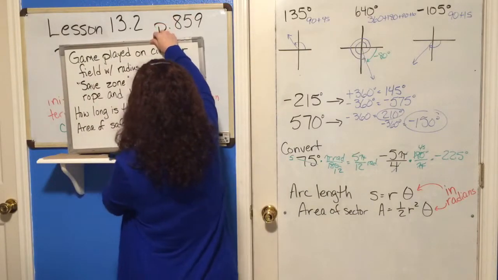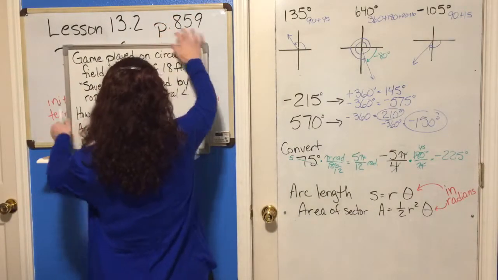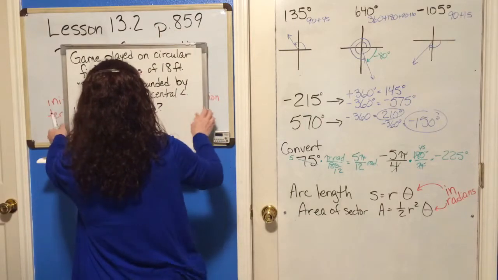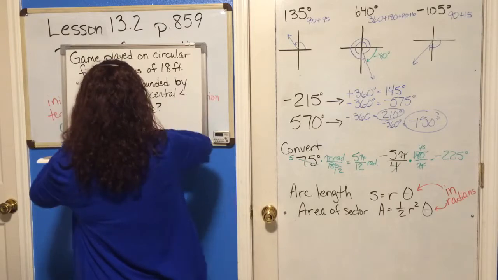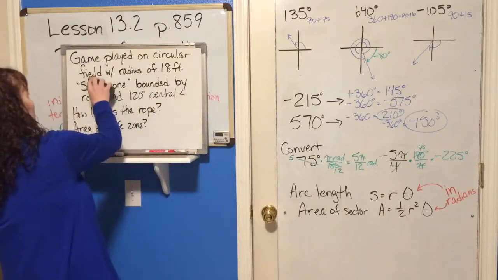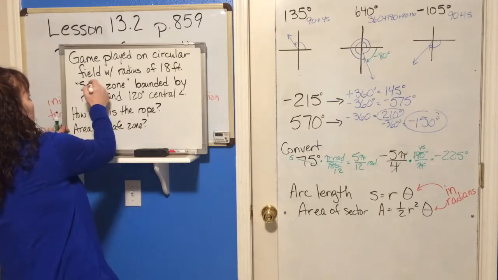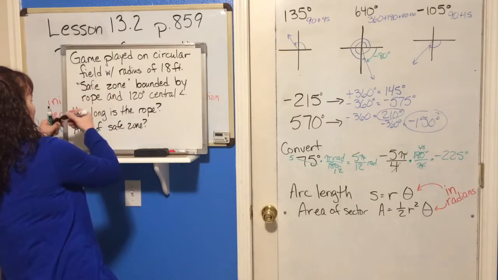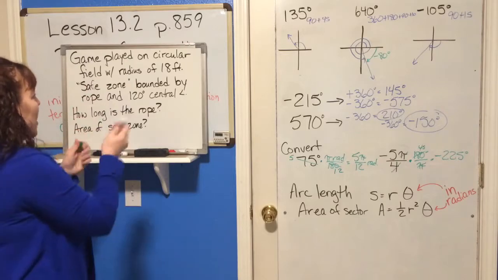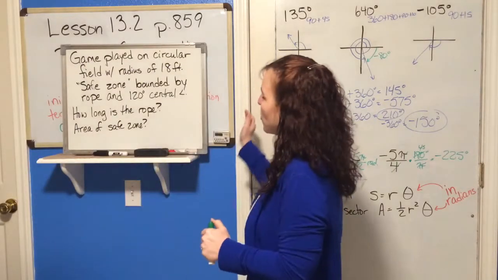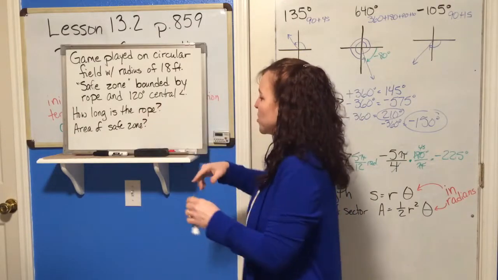So I have a word problem here. I've got a game that kids are playing on a circular field, and this circular field has a radius of 18 feet. And I spelled that wrong. They have a safe zone, not a save zone. A safe zone, they're playing tag or whatever. In order to be safe, they have to be inside an area in this circular field that's bounded by a rope and 120 degree central angle.